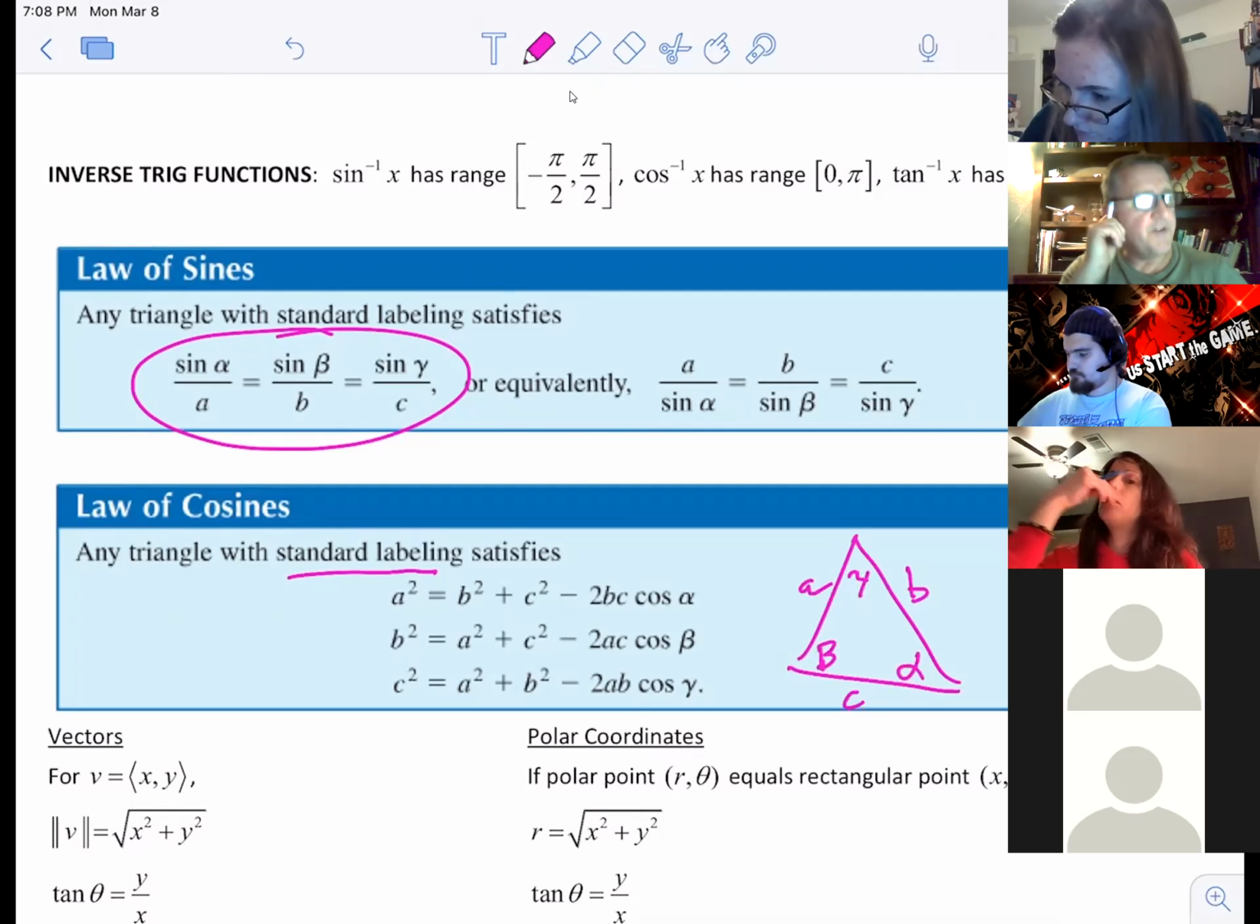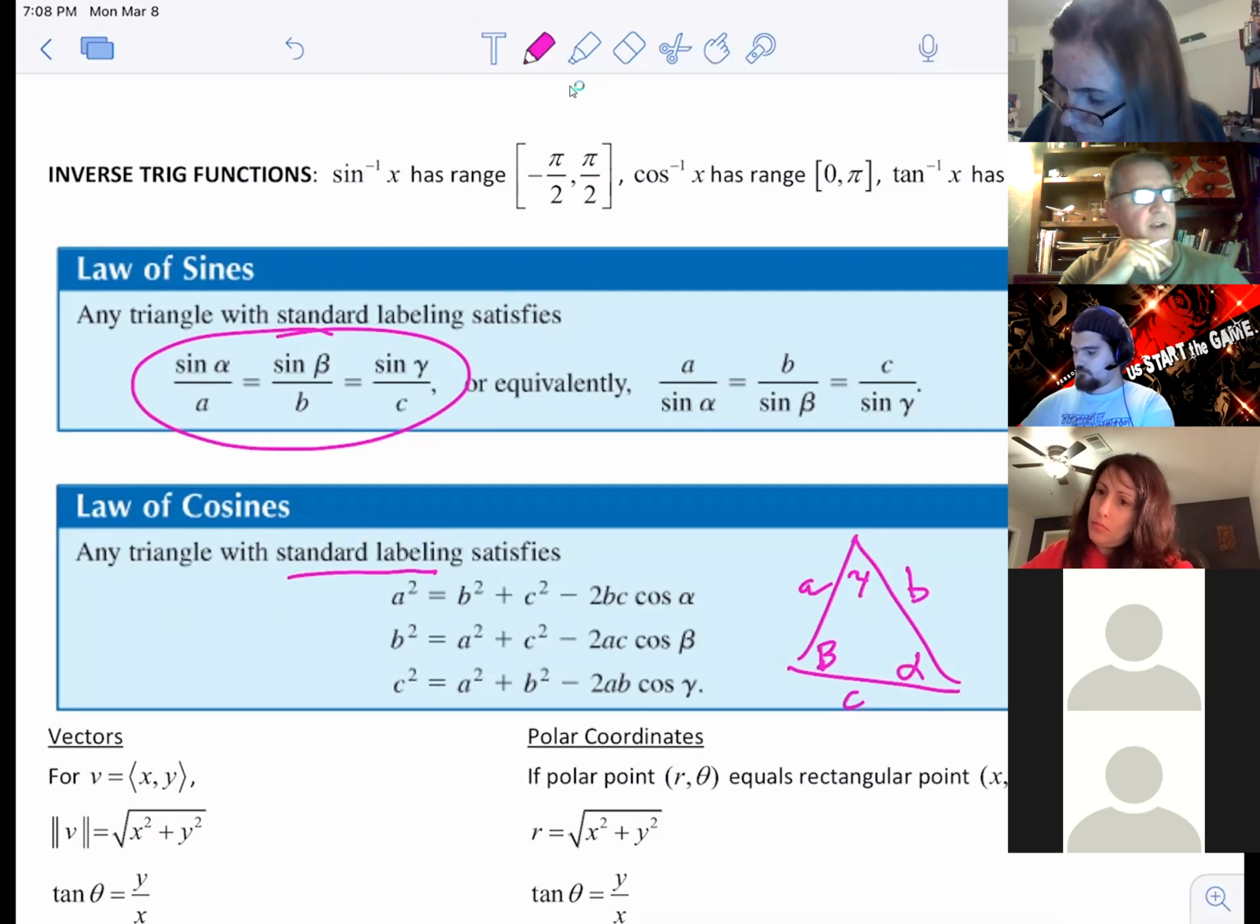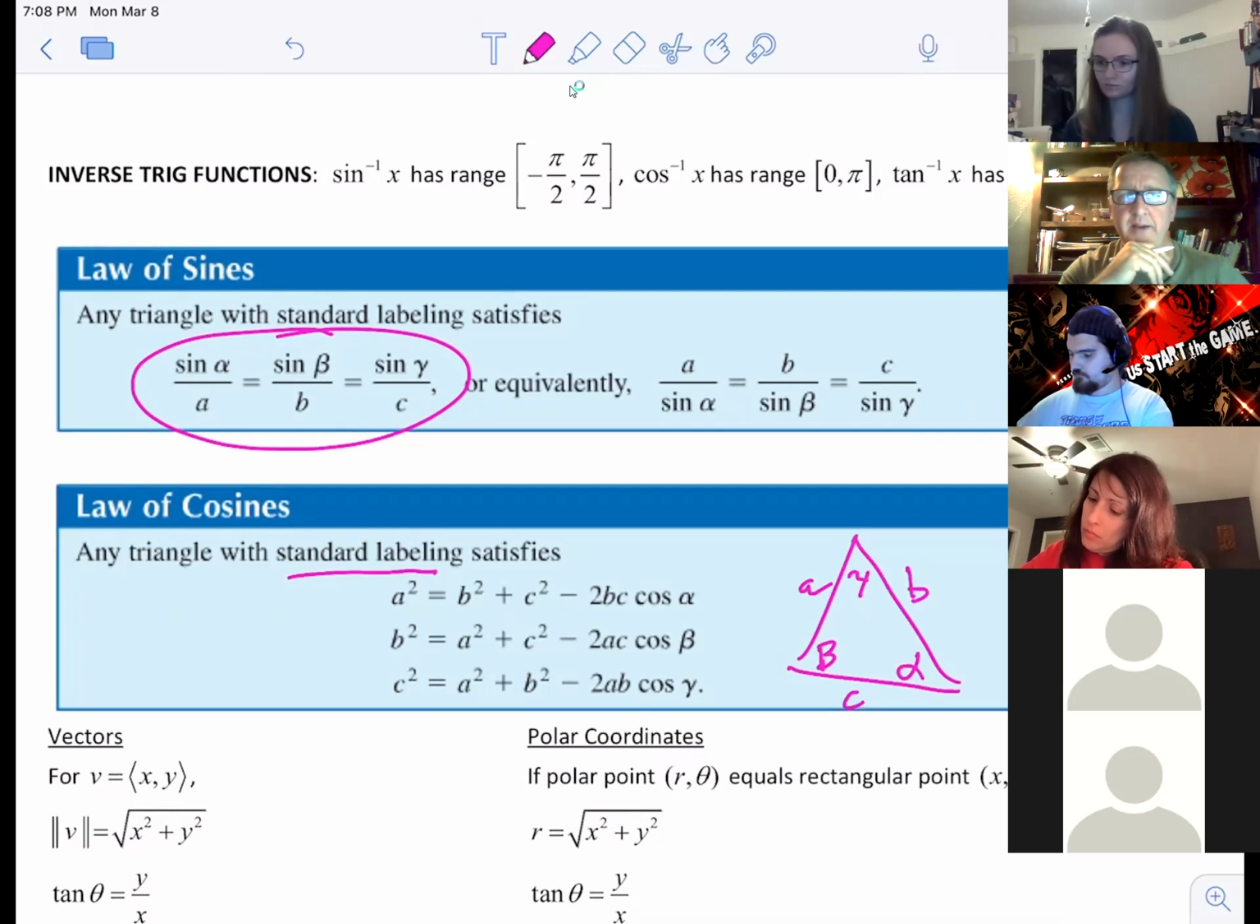Feel free to add that to your note sheet. I think it's better if you just use capital letters, like capital A, capital B, capital C, so that it's a language that you understand. But it's common in advanced math. Anytime you see a Greek letter, it's actually a good thing. It helps you know, hey, that's an angle.